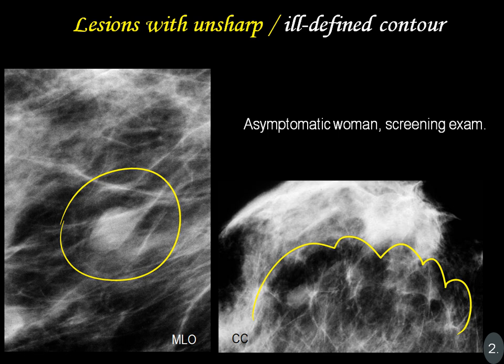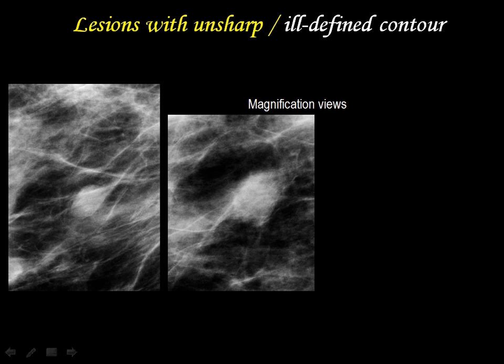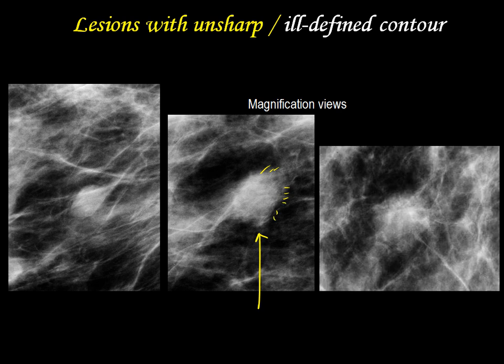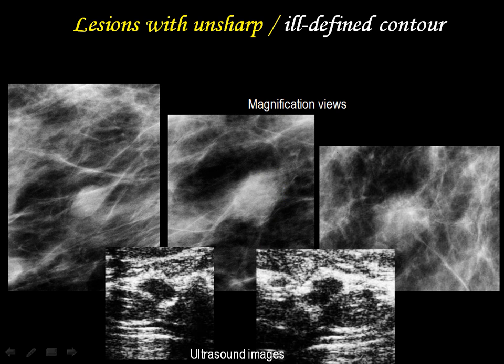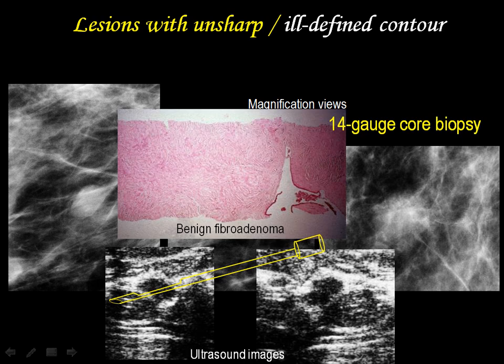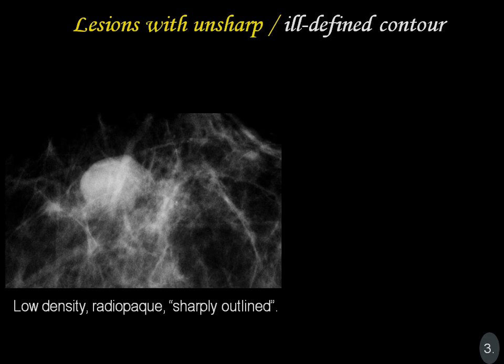So we have to work up the case, use spot compression, magnification, and that actually didn't help at all because now we have a highly suspicious, ill-defined, solitary, although low-density lesion on both magnification projections. We perform ultrasound, and in this case, not even that helped. And then we turn to another adjunctive tool, 14-gauge core biopsy, on the ultrasound guidance that is going to show that we are dealing with a benign fibroadenoma.